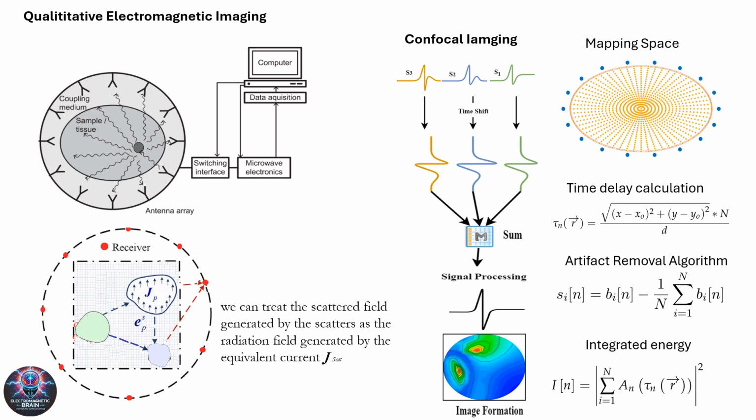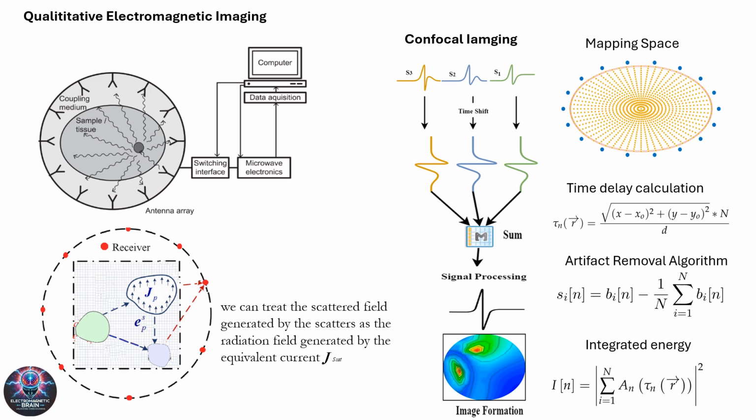Once aligned, the signals are summed and processed to extract useful features from the measurements. Finally, the processed signals are used to form an image, showing the internal structure of the tissue, with color-coded intensities that represent different tissue properties, e.g., permittivity, conductivity.